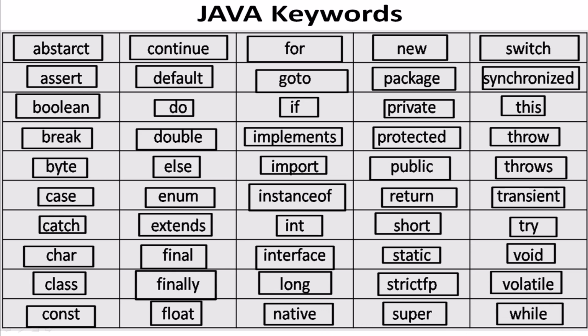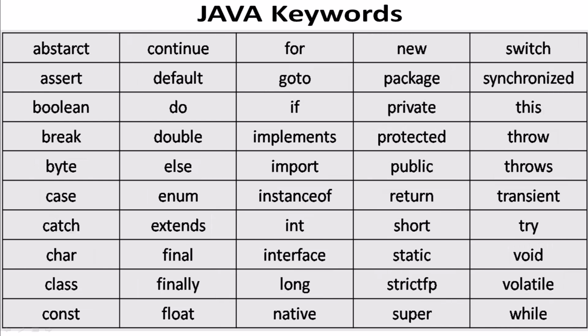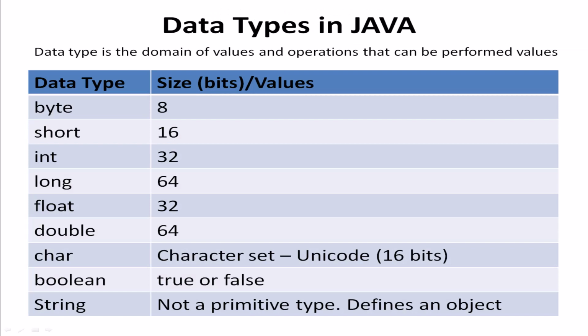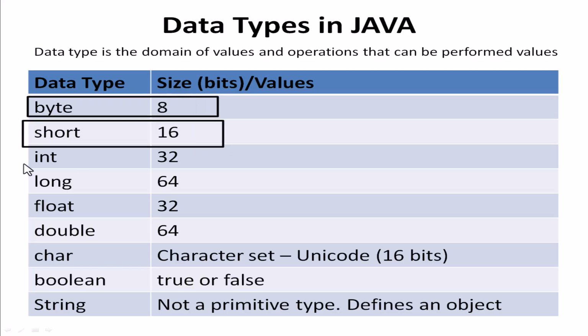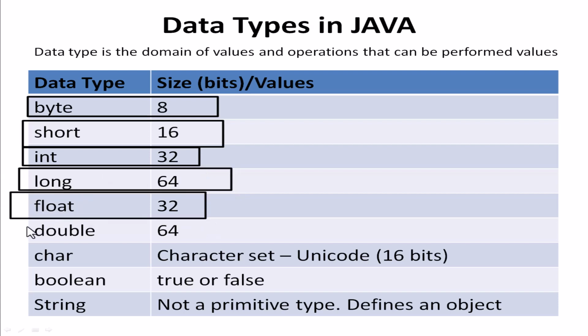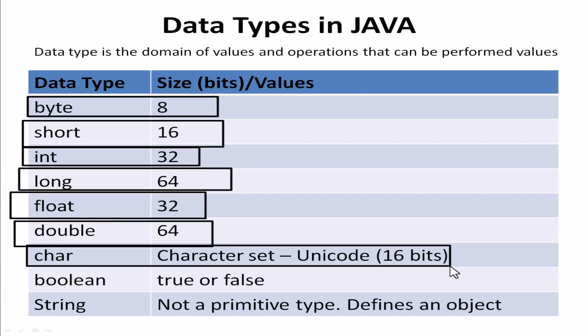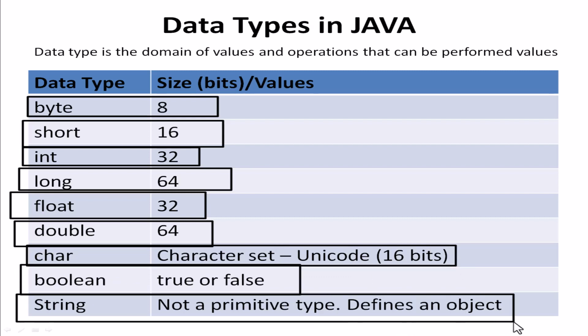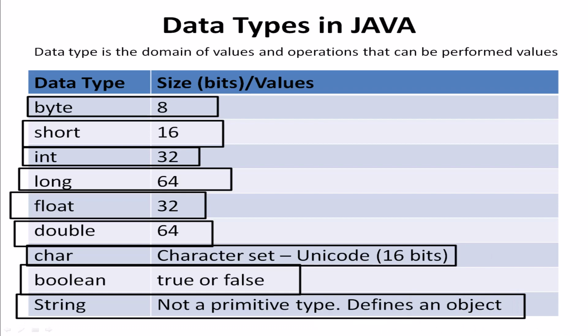The keywords are the names which are preoccupied by the Java compiler. You should not use them as a variable name or a method name. These are the strict rules of Java keywords. Data types: here we are having different data types. byte 8 bits, short 16 bits, integer 32 bits, long 64 bits, float 32 bits, double 64 bits, character, which is Unicode of 16 bits, and boolean, either true or false. String is a non-primitive data type, it defines an object.